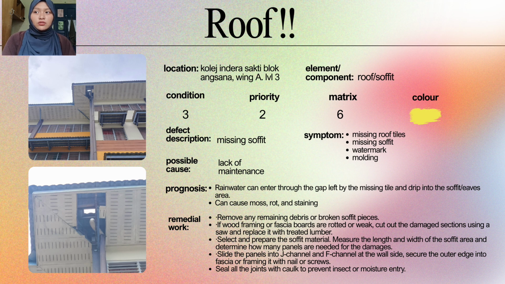Slide the panel into the J channel and F channel at the wall side. Secure the outer edges into the fascia or framing with nails or screws. Seal the joint with caulk to prevent insect or moisture entry.